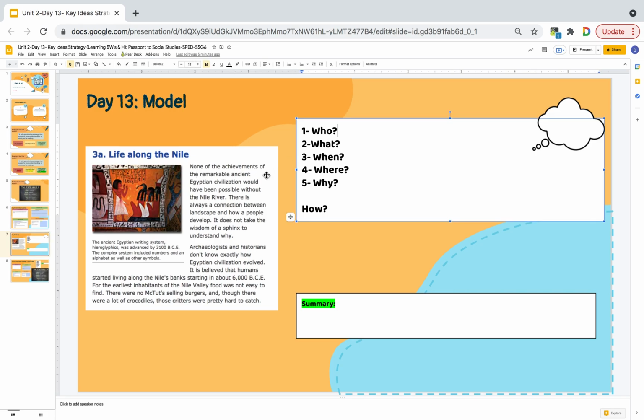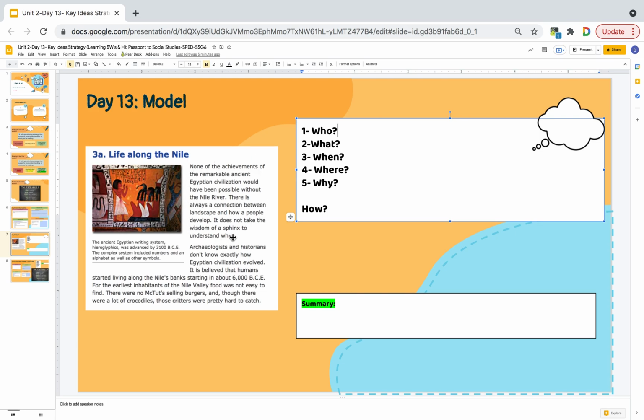Life along the Nile. None of the achievements of the remarkable ancient Egyptian civilization would have been possible without the Nile River. There is always a connection between landscape and how people develop. It does not take the wisdom of a sphinx to understand why.